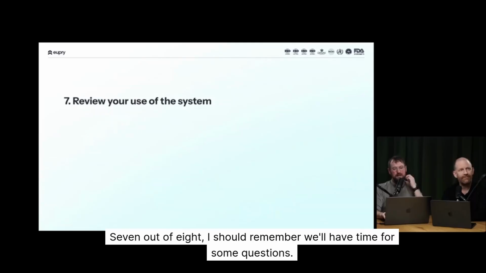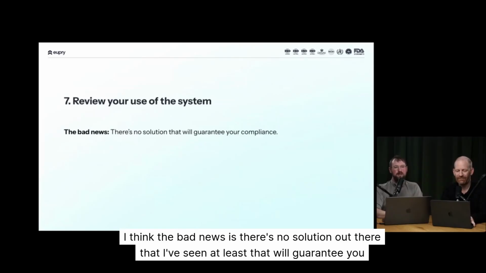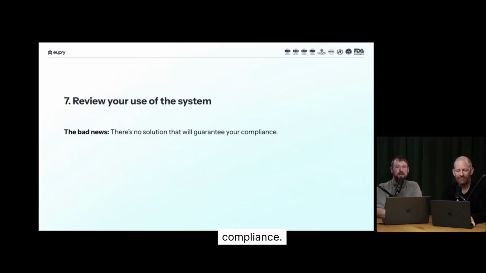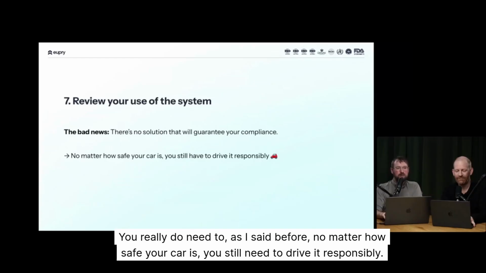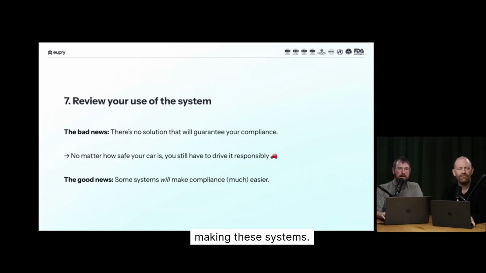You should review your system. I think the bad news is there's no solution out there that I've seen, at least, that will guarantee you compliance. You really do need to, as I said before, no matter how safe your car is, you still need to drive it responsibly. The good news, though, is that some systems will make compliance much easier, and they will support you in making your processes compliant.